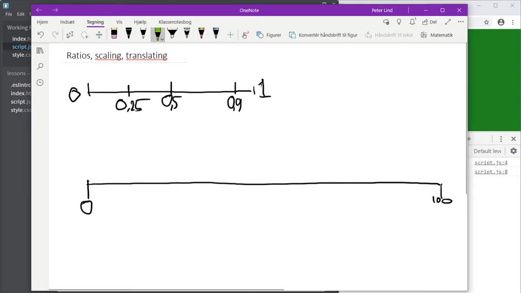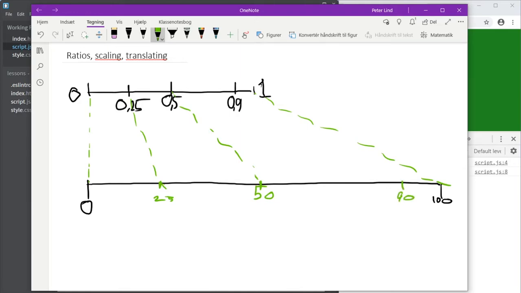0 would go directly, that would be 0, of course, and 1 would be 100. And then say, okay, so what about 0.5? Well, that would be somewhere around the middle, somewhere around here. That would be 50. And if we go here with our 0.25, that would be right here at 25. And of course, if you just go all the way to the 0.9, that would go here, around here at 90. You could just draw the dotted line to it.